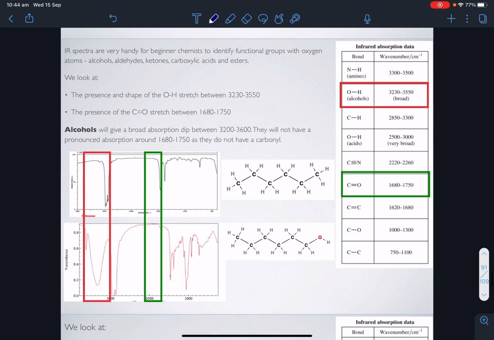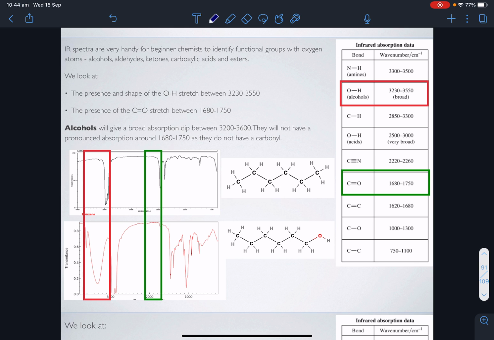Okay. So, IR spectra are very handy for beginner chemists to identify functional groups with oxygen atoms, so alcohols, aldehydes, ketones, carboxylic acids, and esters, okay? So we're really looking at how the oxygen is arranged here. They can be quite handy with amines sometimes too, but you'll notice on here, most of these things have some kind of oxygen in them, okay? So if you're looking and you see this wide peak up here, you're looking at an alcohol, okay? Because it's lacking a carbonyl, it hasn't got a carbonyl in there. We've got an alcohol, okay?